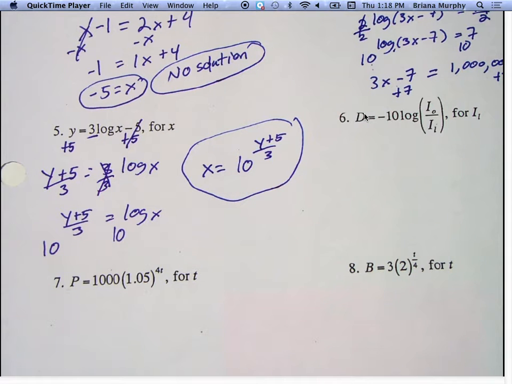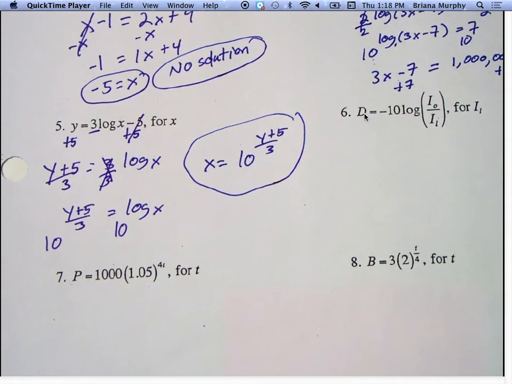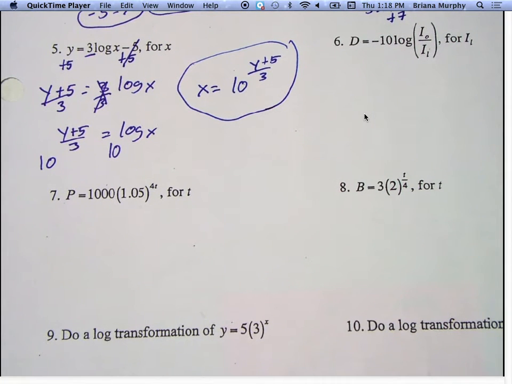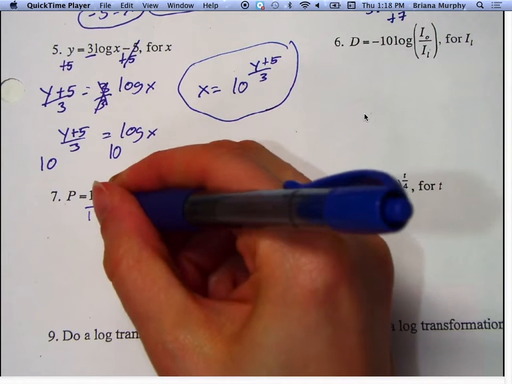Okay, let's do another one where my base of the log is not 10. So for number 7, I am going to solve for t. So the first thing I'm going to do is divide by 1,000.